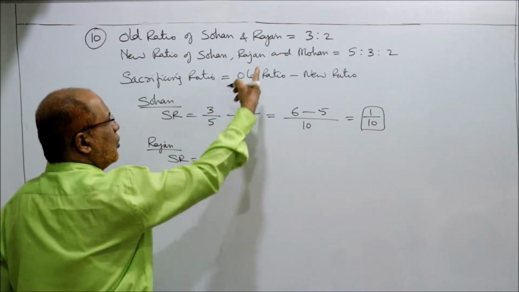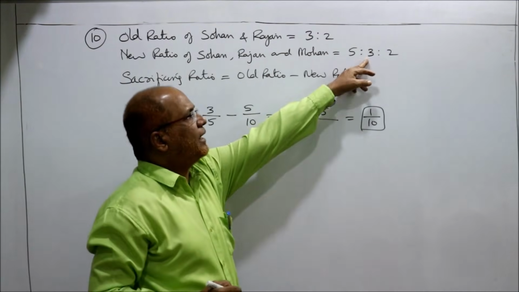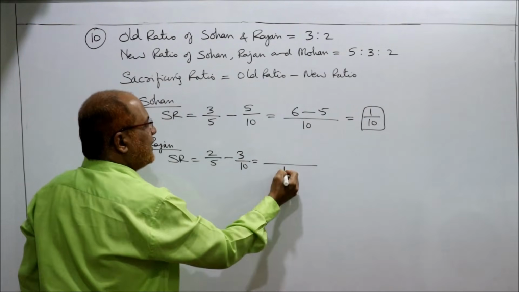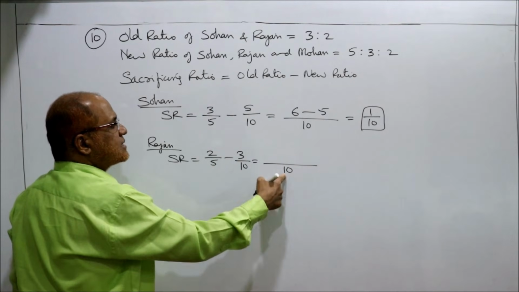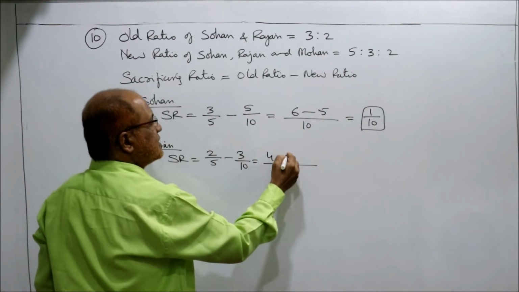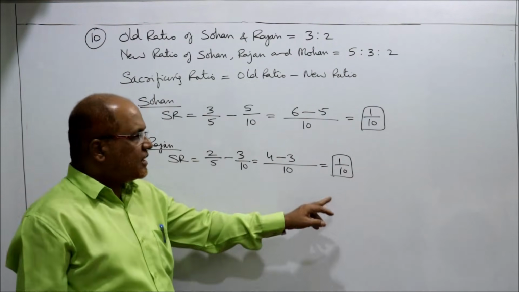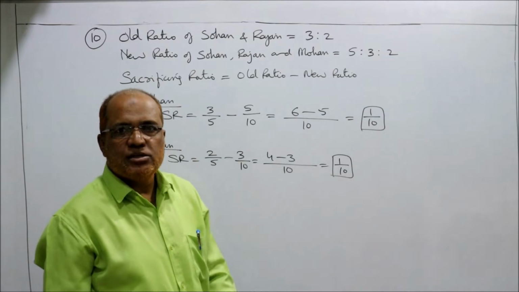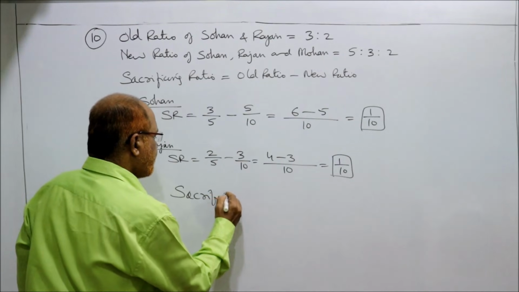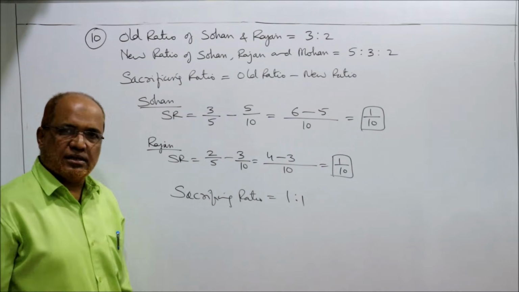Sacrificing ratio is equal to old ratio 2 by 5 minus new ratio 3 by 10. LCM, if we take 10, 5 how many times cuts 10? 2 times. 2 2s are 4. 10 how many times cuts 10? 1 time. 1 3 is a 3. Both the denominators are same, 10 10. So the sacrificing ratio is 1:1. That's it.